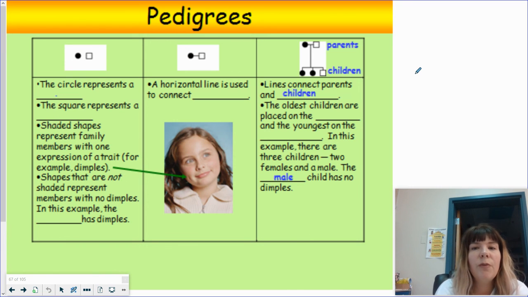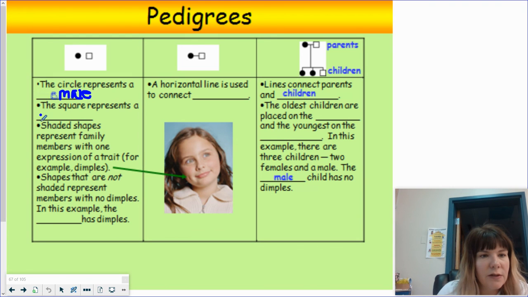So this is just a little bit more about pedigrees. So again, the circle represents female. So you're going to want to write female in here. And you're going to want to write male here.